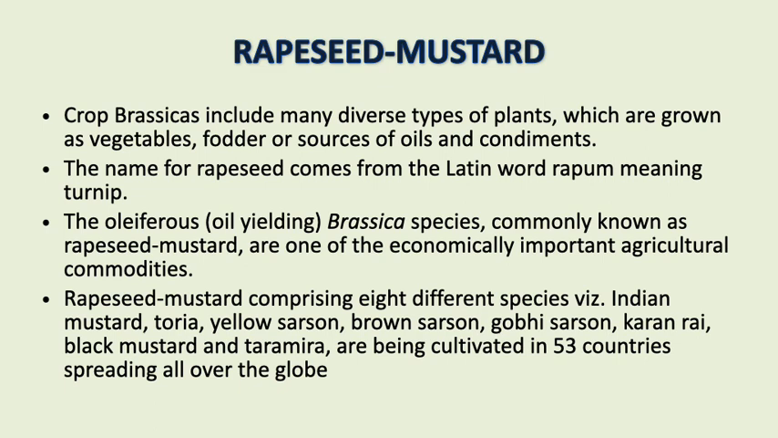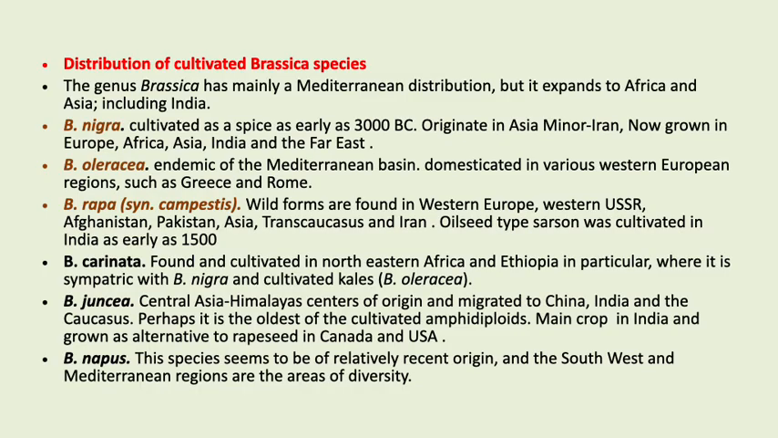Rapeseed mustard comprises 8 different species, that is Indian mustard, Toria, yellow sarson, brown sarson, gobi sarson, karan rai, black mustard and taramira, which are being cultivated in 53 countries spreading all over the globe. Now, distribution of the cultivated Brassica species. The genus Brassica has mainly a Mediterranean distribution, but it expands to Africa and Asia, including India.